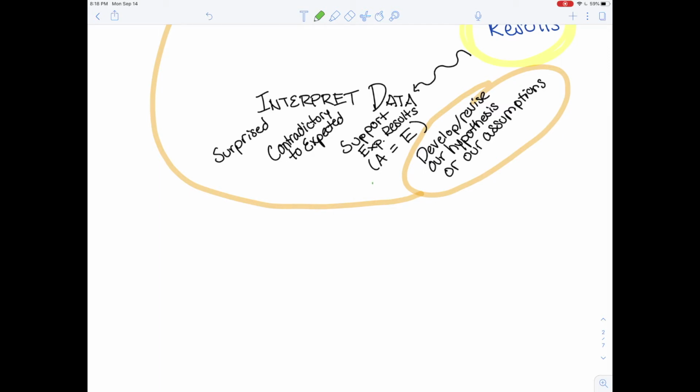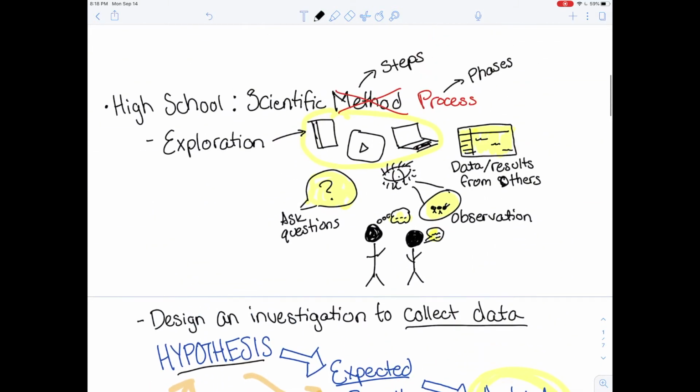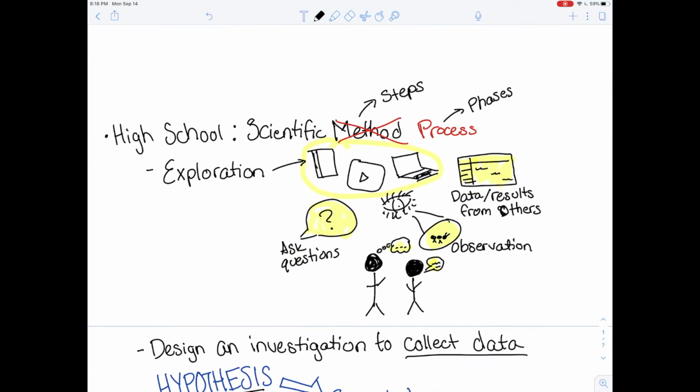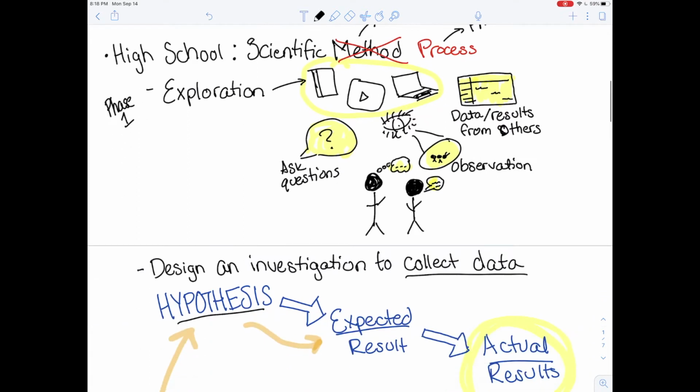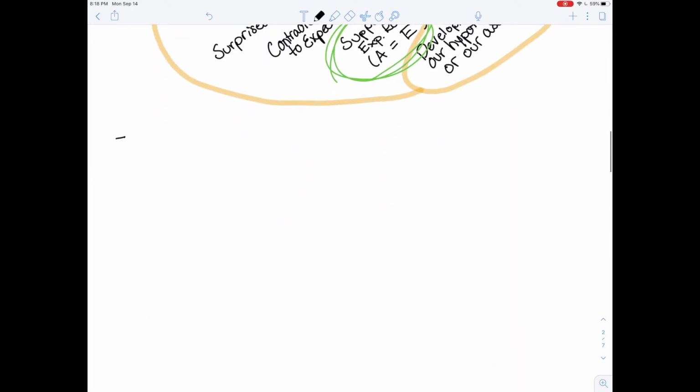Even if the data support your expected result, you're not done. There's still a couple more steps. And so, just to go back, we have phase 1, like one of our phases. Phase 2, and we're just going to consider this next part, phase 3.